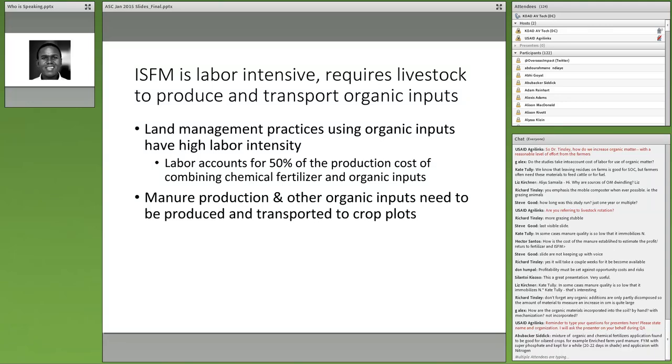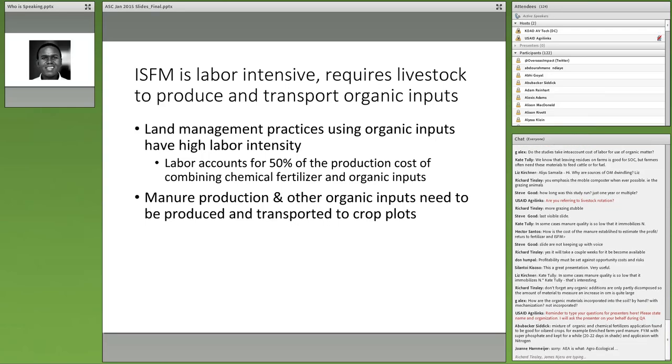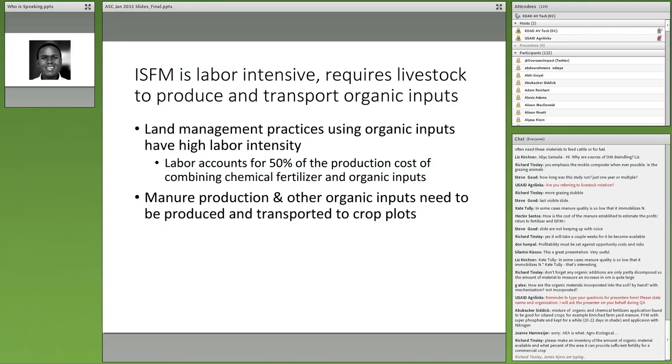When you are using manure, the one that we were using, that's also a problem, that you have to haul the manure from the kraal at the house, and then you put it to a plot. It requires animals to transport, and also it requires a lot of labor. That's something which is a problem, and there is a solution to that.